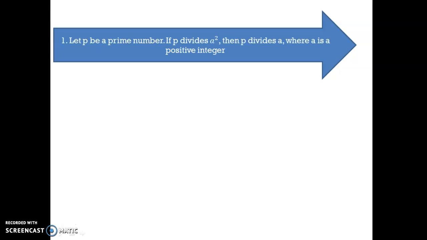So the first formula in the Real Numbers chapter says: let p be any prime number, a number which is divisible by itself and by 1 only. If a prime number divides the square of any positive integer, then it must divide that number also. Note that 2 is the only even prime number and the rest of the prime numbers are odd. If p divides 64, which is the square of 8, then p must divide 8 also.